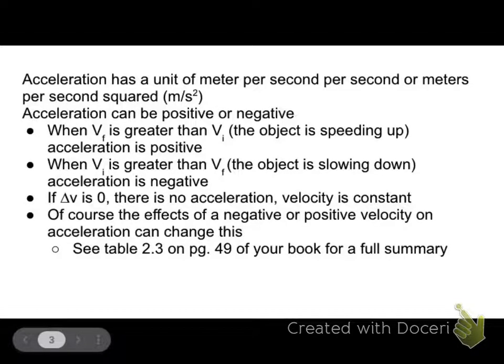Acceleration has a unit of meters per second, otherwise known as meters per second squared. When your final velocity is greater than your initial velocity, that means your object is speeding up, and your acceleration is going to be measured positive. When your initial velocity is greater than your final velocity, in other words, when the object is slowing down, then your acceleration is going to be negative.